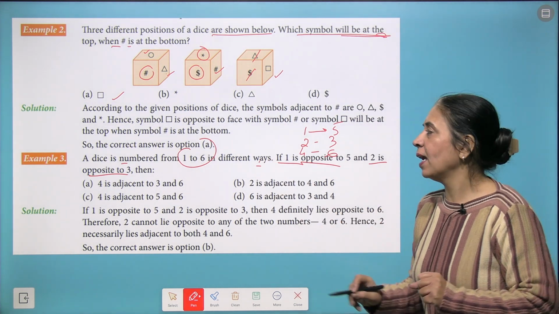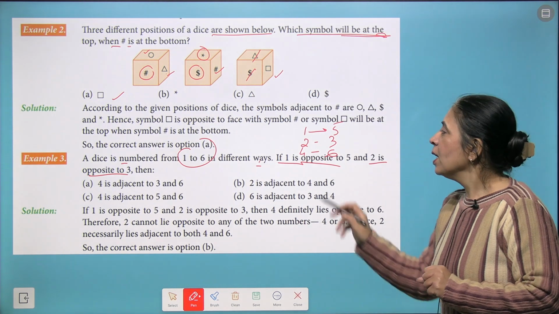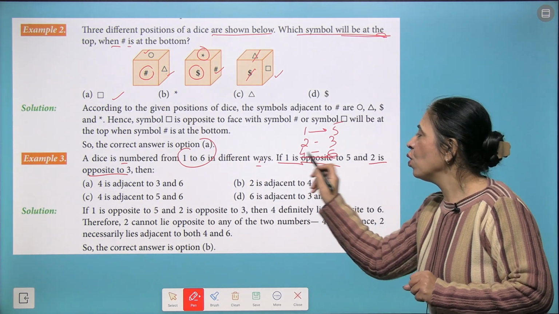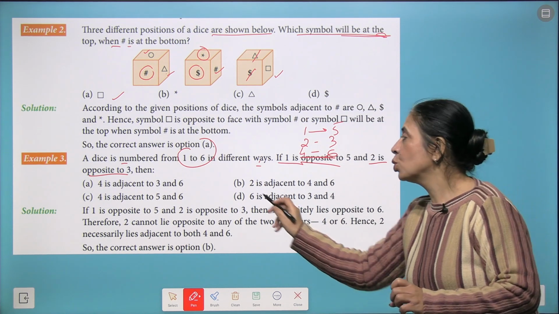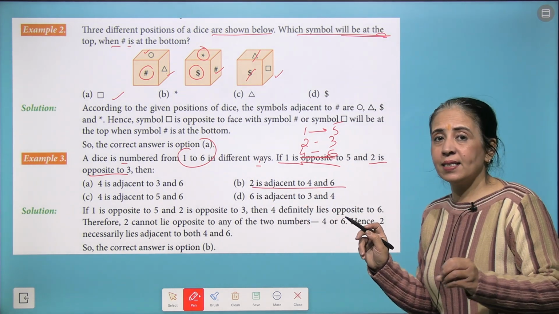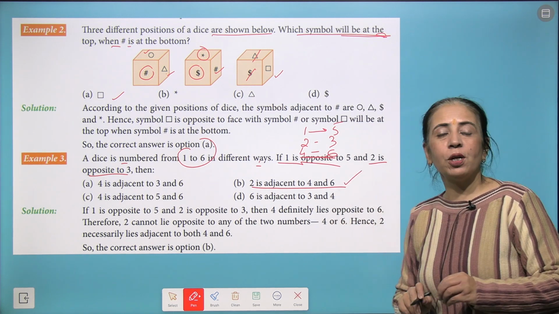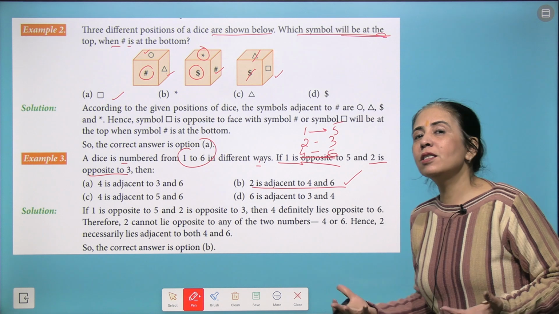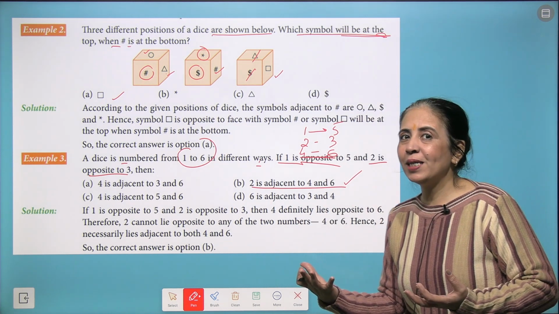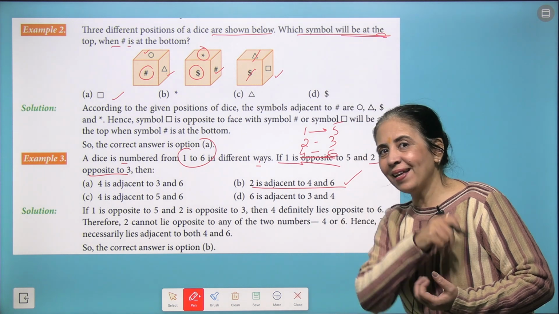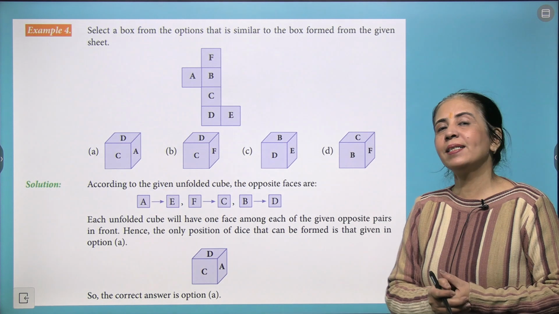Now question says, then which of these are correct? Now when we say 4 and 6 are just opposite faces, so 2 is definitely existing adjacent to 4 and 6, isn't it? So B option becomes your right option. This is how we come to certain conclusion and it is going to enhance your thinking skills also. Move ahead. Let's take another example.